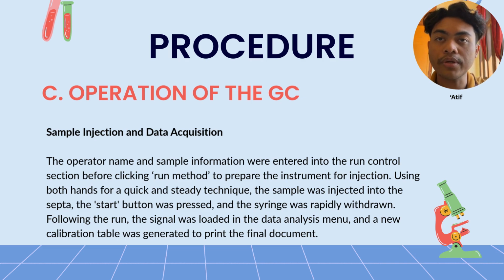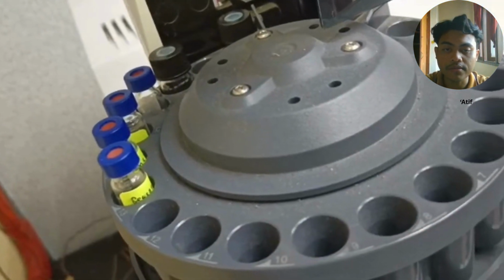Using both hands for a quick and steady technique, the sample was injected into the inlet and the start button was pressed, and the syringe was then withdrawn. Following the run, the signal was loaded in the data analysis menu and a new calibration table was generated to print the final output.